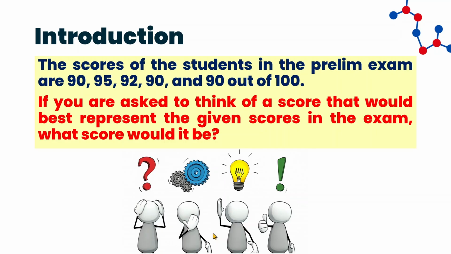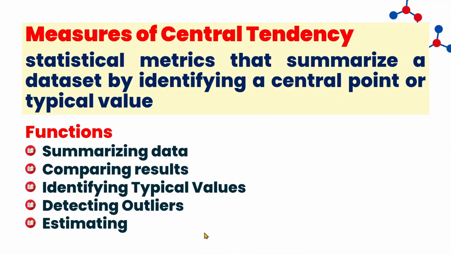Yes, very good. I think you are thinking about the average of the scores of the students. That's a correct answer. So one of the first things we look at is central tendency, the values that show us the center or typical result in a set of data. Central tendency, the word central means middle or center. It's a kind of metric in statistics that summarizes a dataset by identifying a central point or typical value.